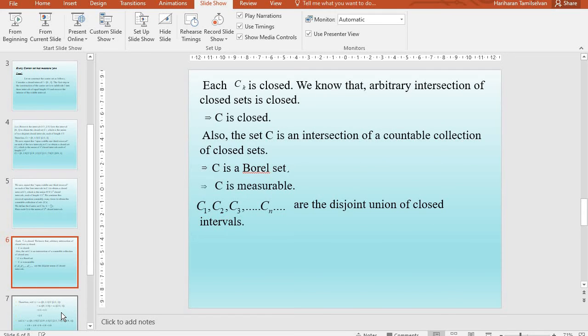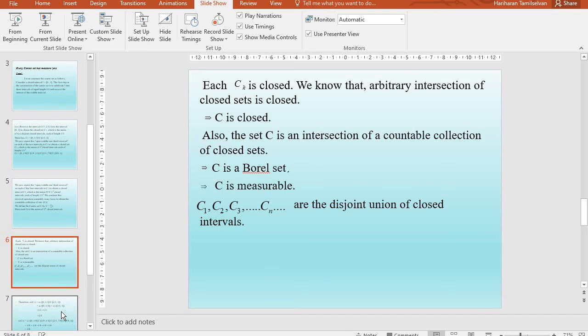Now, each C_k is closed. We know that an arbitrary intersection of closed sets is closed. Therefore, C is a closed set. Also, the set C is an intersection of a countable collection of closed sets. Therefore, C is a Borel set. We know that every Borel set is measurable. Therefore, C is measurable. Hence, we have proved that the Cantor set is a measurable set.